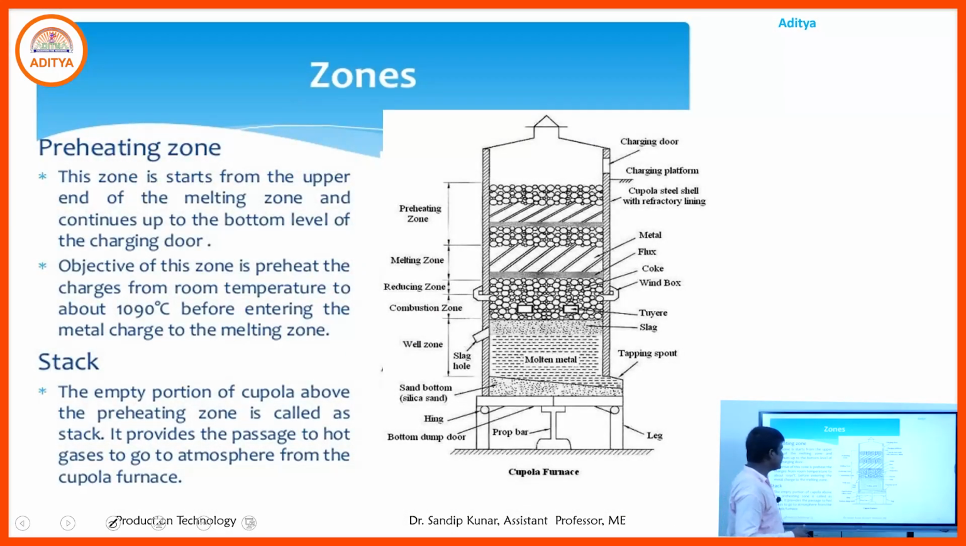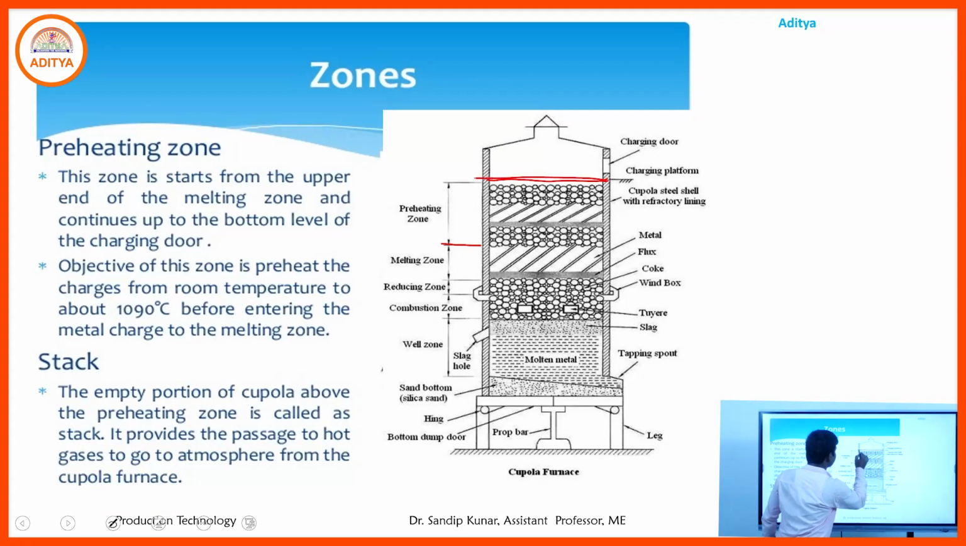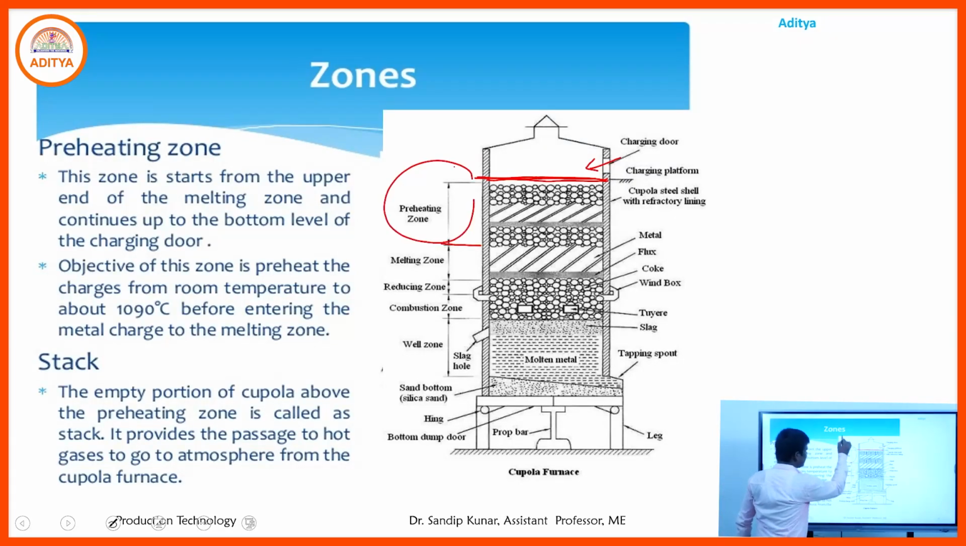Preheating zone. The preheating zone is mainly the upper part of the melting zone and the lower part of the charging door, which is here. That zone is the preheating zone. It is the upper part of the melting zone, continuing up to the bottom level of the charging door, that is the charging platform. Between that zone, the preheating zone will vary.